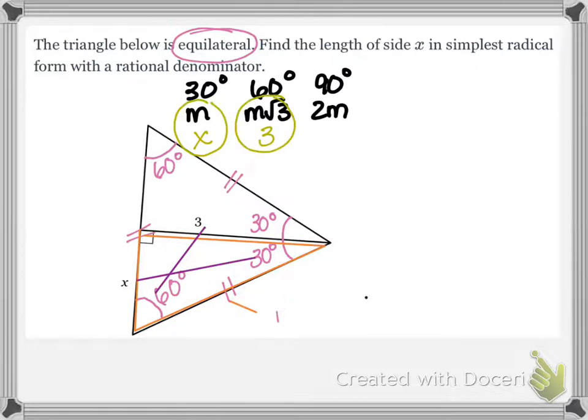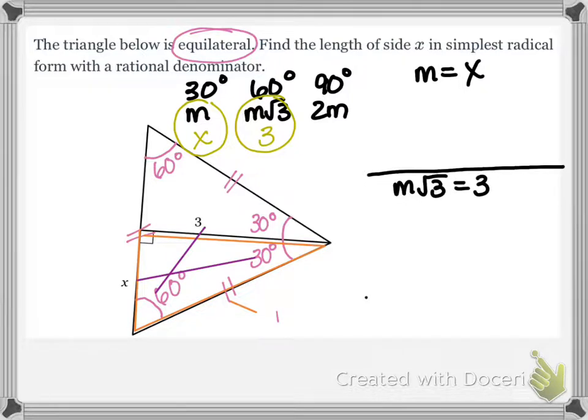So let's start. The first equation is m equals x. I'm going to leave a little space. And the other equation is m square root of 3 equals 3. I will solve the bottom equation, the one with only m's in it. So I have to divide both sides by square root of 3. And I end up with m equals 3 divided by square root of 3.